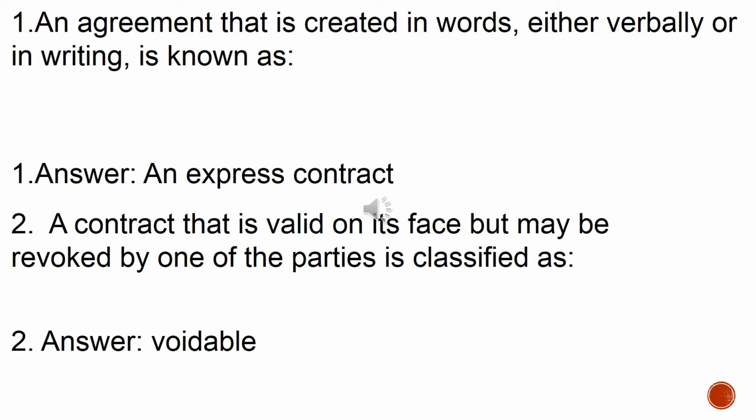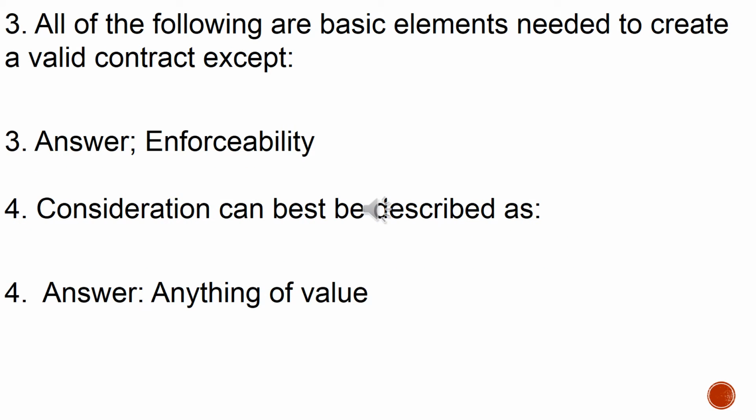Question number 1. An agreement that is created in words, either verbally or in writing, is known as? Answer: an express contract. Question number 2. A contract that is valid on its face but may be revoked by one of the parties is classified as? Answer: voidable. Question number 3. All of the following are basic elements needed to create a valid contract except? Answer: enforceability.